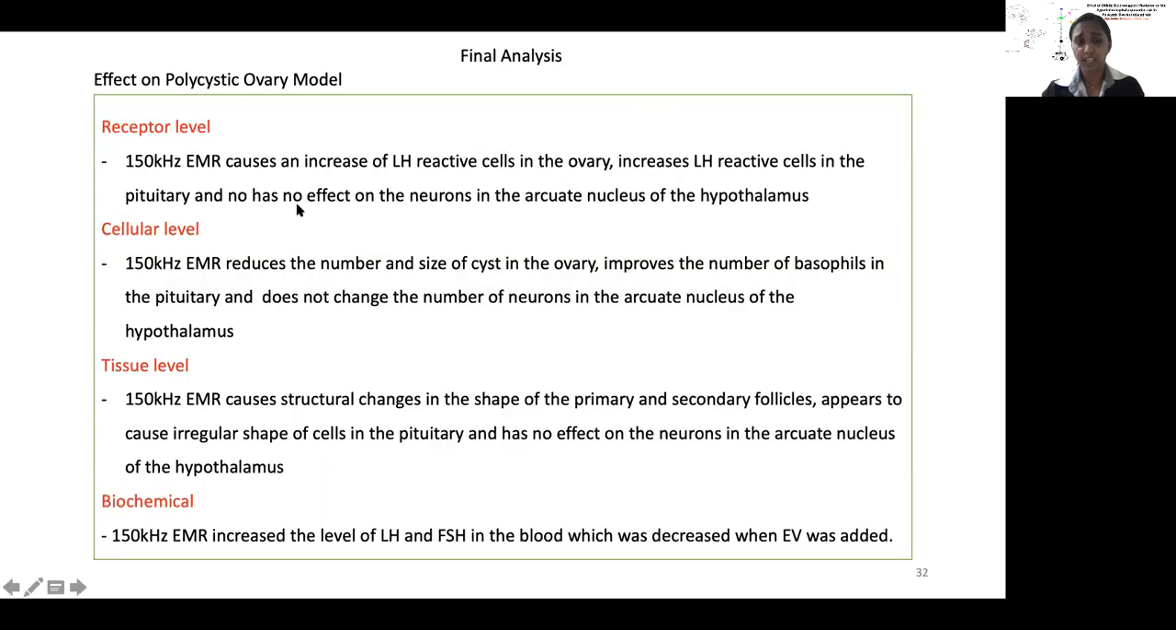In terms of our final analysis, at the receptor level, we believe that there is an increase in LH reactive cells in the ovary, an increase in LH reactive cells in the pituitary, and no effect on neuronal cells in the hypothalamus. At the cellular level, the number and size of cysts in the ovary is reduced. There's an improvement in the number of basophils in the pituitary and no change in the neurons, right? At the structural level for tissue, we observe that it did cause some type of structural change on good follicles, such as primary and secondary follicles, but on bad follicles, such as cystic follicles, we did not observe anything. It appears to cause irregular shape of cells in the pituitary and no effect on the neurons in the arcuate nucleus. And in terms of the biochemical parameters, we believe that there was an increase in the level of LH and FSH, which would have been seen from our analysis.